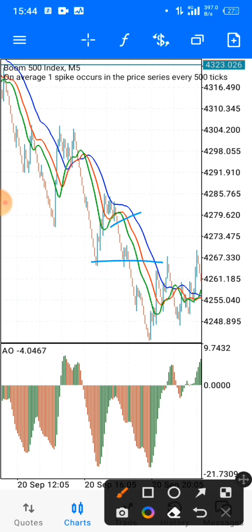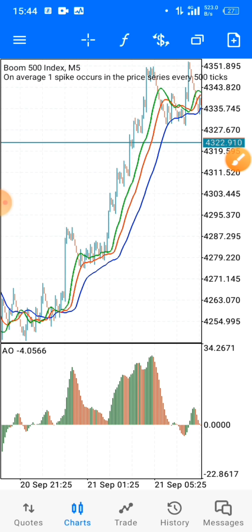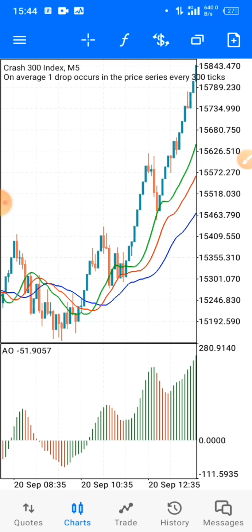You enter somewhere here. First take profit, so it's 1, 2, 3, 4 candles. That's about 20 minutes, just as I anticipated, right? So that's what you'll be doing with this strategy. Let me just check the Crash 300 chart, so that I can show you that it works on both the 300 and the 500 series, right?